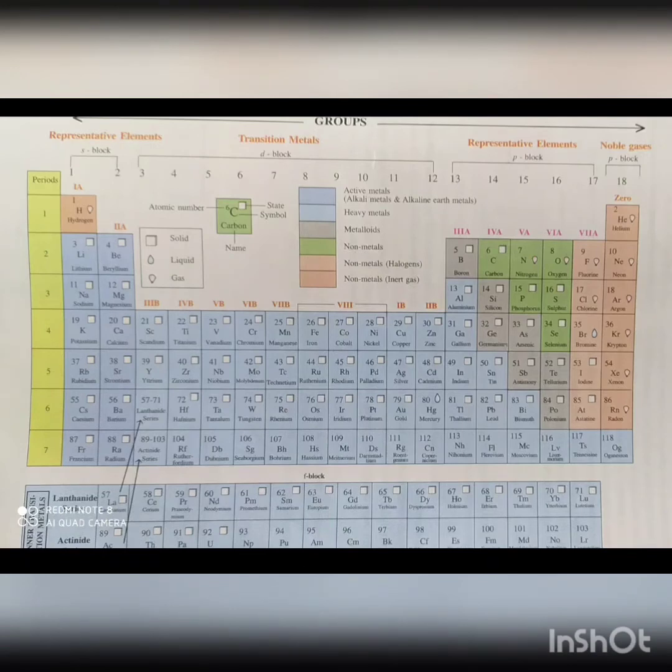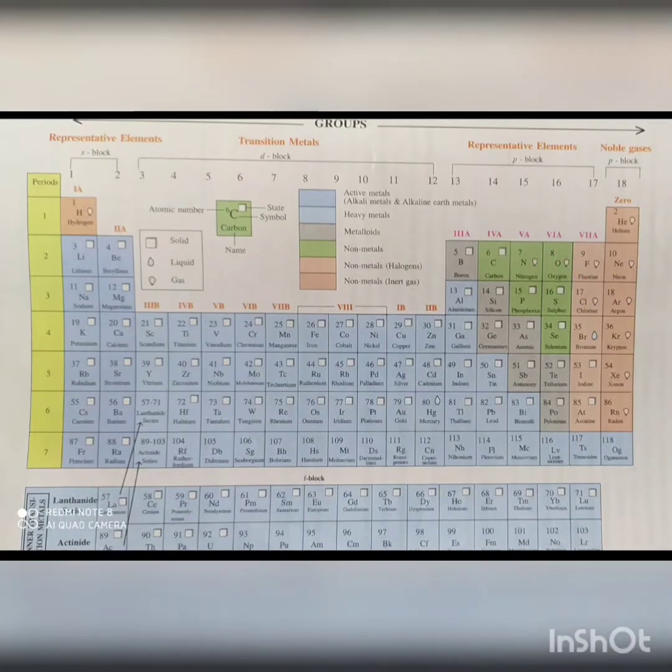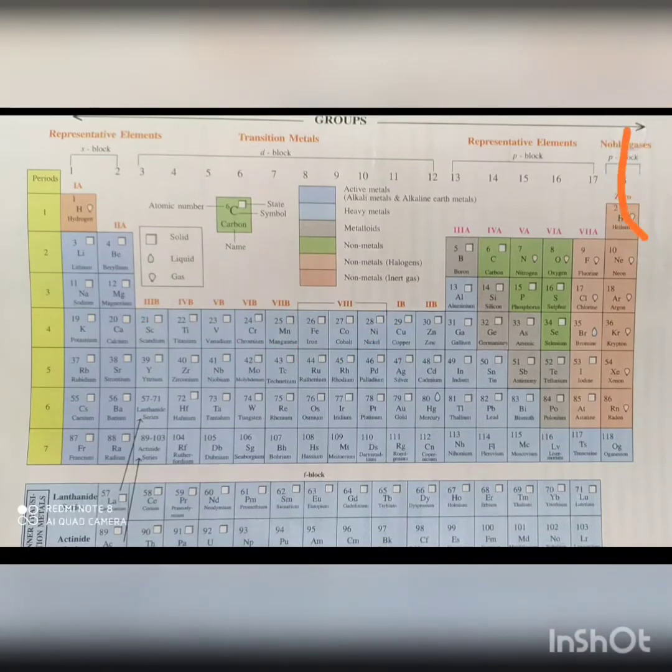Elements of subgroup A, that is 1st A, 2nd A, 3rd A, 4th A, 5th A, 6th A, and 7th A, are called the main group elements, or the representative elements, or normal elements. These elements have their outermost shells incomplete. Elements of B group, that is the elements in the group 3, 4, 5, 6, 7, 8, 9, 10, 11, 12, are known as the transition elements. They have their two outermost shells incomplete. Elements in the zero group, or group number 18, are called inert gases or noble gases because they have stable electronic configurations and they hardly react with other elements.